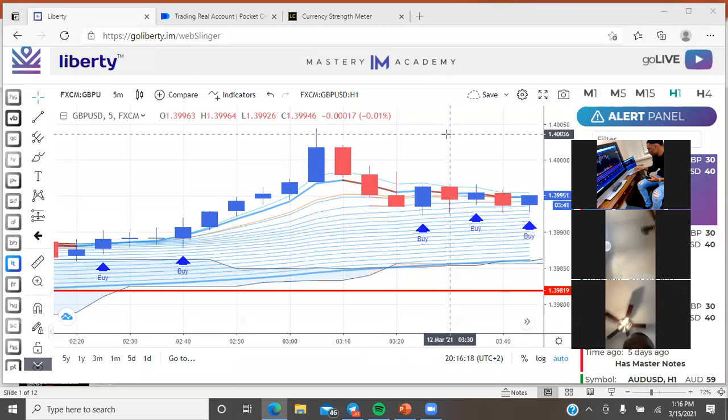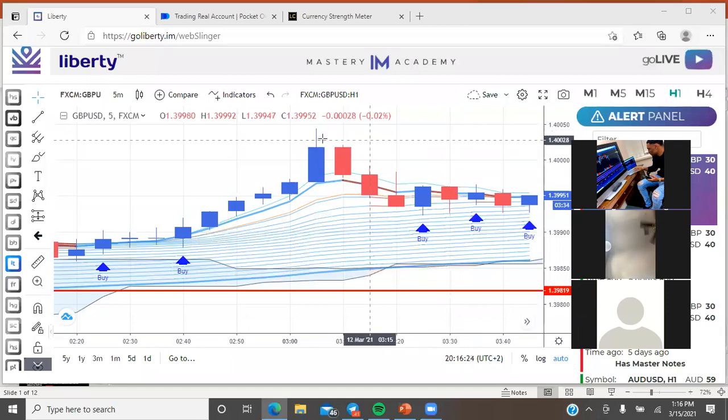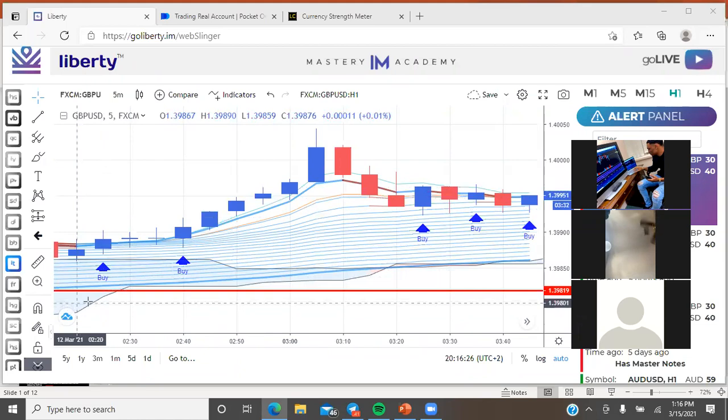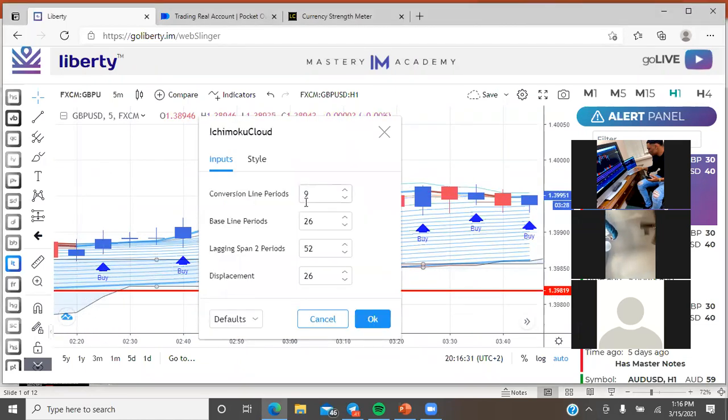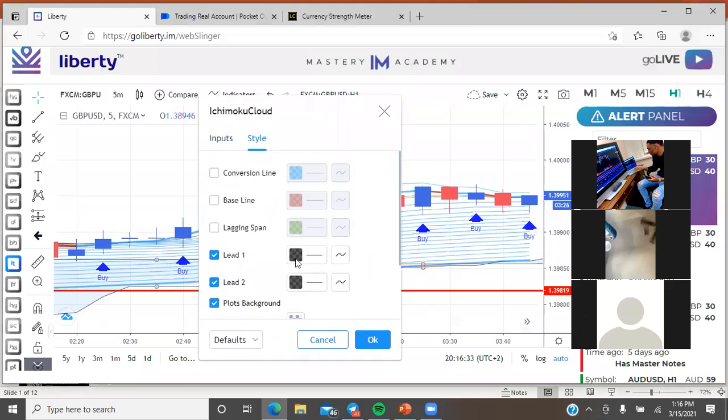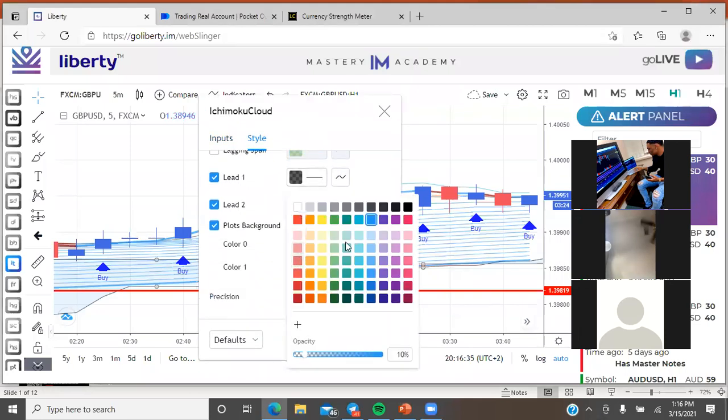So when it comes to actually looking for a buy look on Web Slinger, the first thing you must look for are blue candlesticks above a blue cloud, right? Now I'm gonna bold this blue cloud so you guys will be able to see it. I'm not gonna do it too much because y'all won't be able to see the other confirmation. So that should be good enough right there.